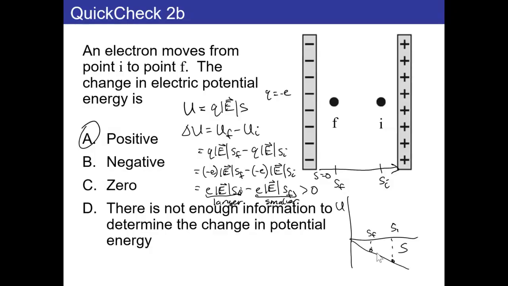Yeah, and then perhaps one more thing I'll say. If I had an electron here and I let it go, which way is it going to go by itself? Yeah, it's going to go to the right. Yeah, that's a lower potential energy. So if I'm going to move it from I to F, I'm going to have to apply a force to make that happen. Right? So I have to do work on the particle, and that means I'm going to get a positive change in potential energy. Another way to look at it.